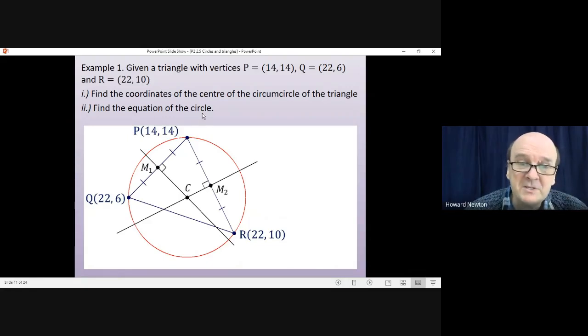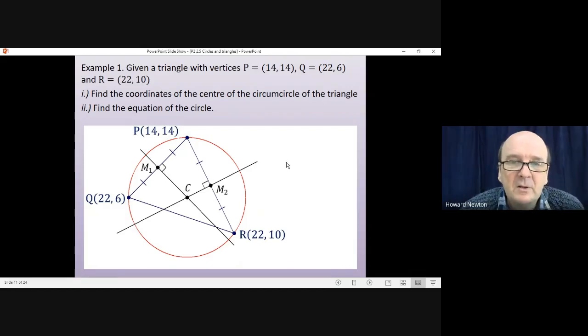And then to find the equation of the circle in part 2, I need to know the center, but I found that in part 1, and I need to know the radius. To find the radius, I'll find the distance from the center to any of these three vertices. Doesn't matter which you choose. Okay, I'll let you see if you can make sense of all of that. So pause the video, have a go at working through this yourself, and then come back to me when you're ready.